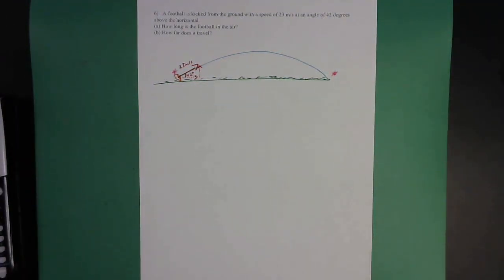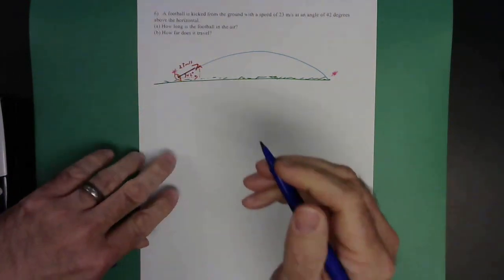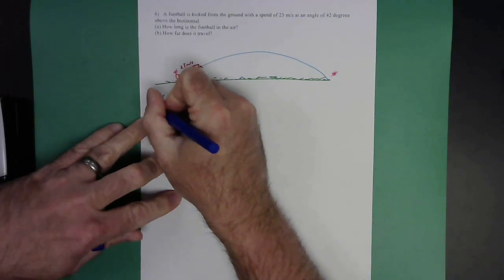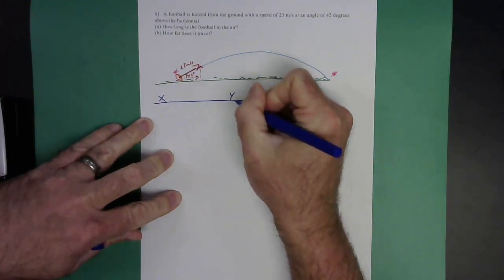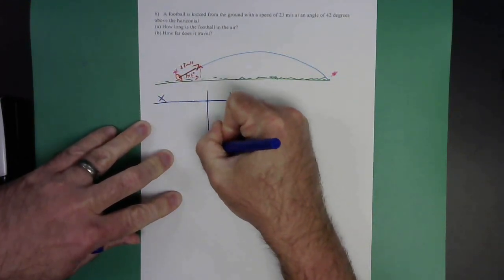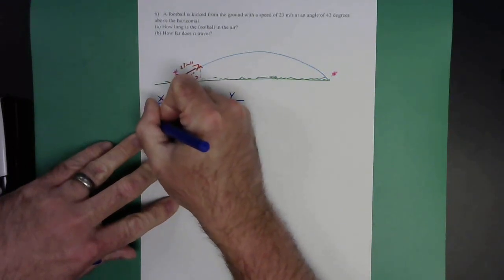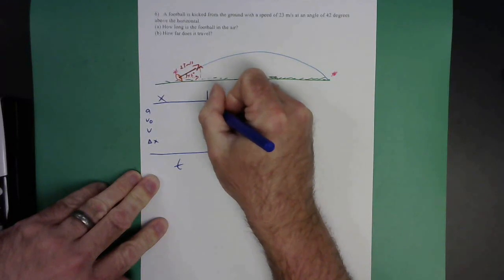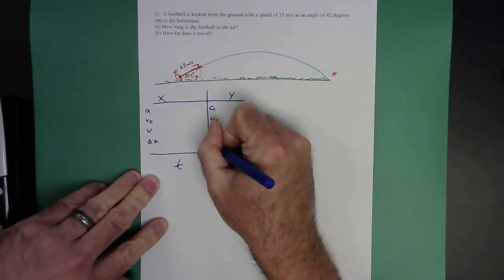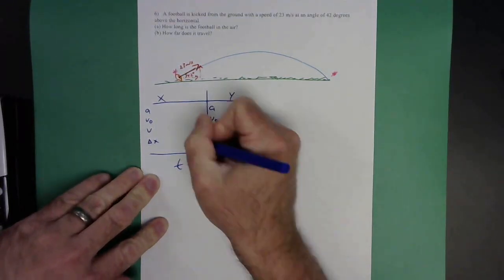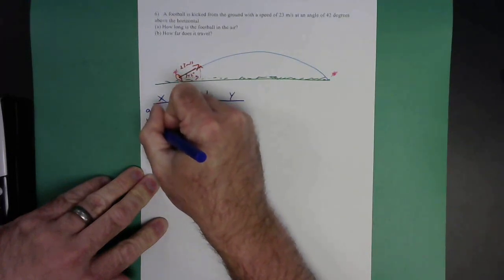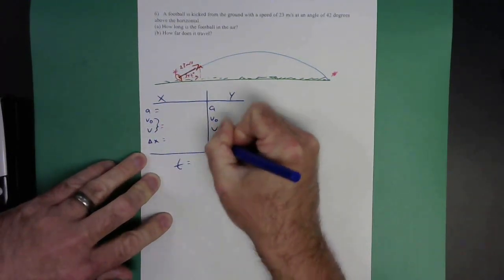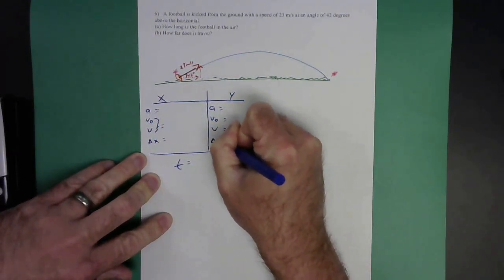Okay. And let's go ahead and make a chart, a table of values, and fill in what we know. Horizontal axis, vertical axis. Fill in my chart: a, v naught, v, displacement and time.